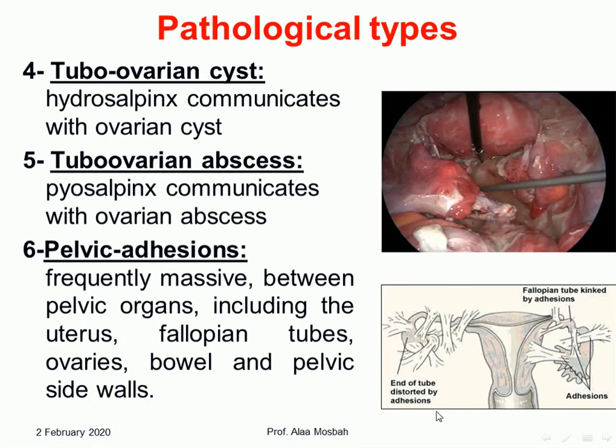Pelvic adhesions, frequently massive, between pelvic organs, including the uterus, fallopian tubes, ovaries, bowel, and the pelvic side wall, as these adhesions with the bowel and with the tube, with the peritoneum, with the uterus, as in this picture also. This is adhesions, all these are adhesions.